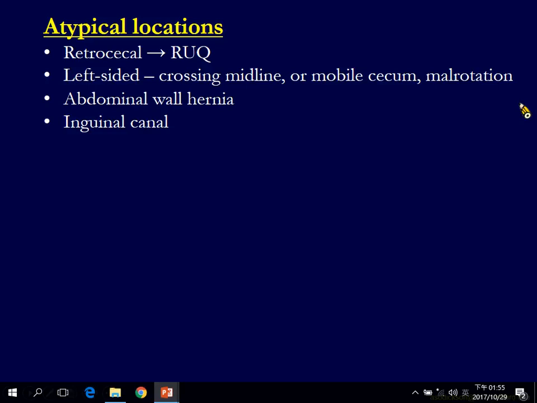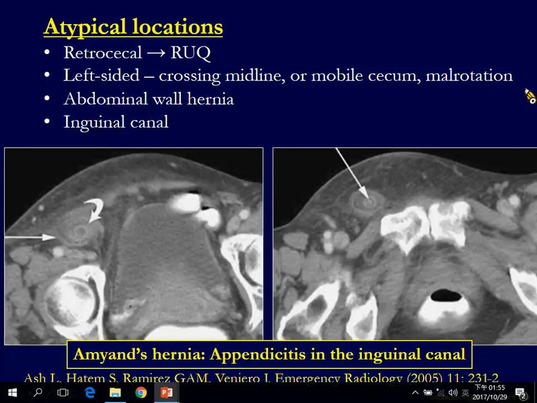Anyways, the appendix can be located in many different places. We can have retrocecal, we can have a left-sided appendix, particularly if we have a mobile cecum or a malrotation. This can be present in hernias or in an inguinal canal. This is a so-called Amyand hernia, from an appendicitis within the inguinal canal.